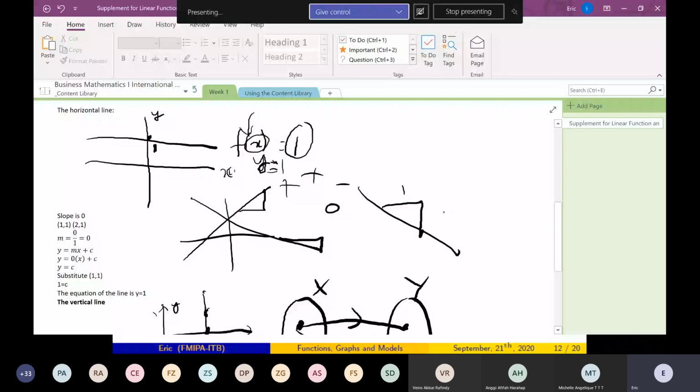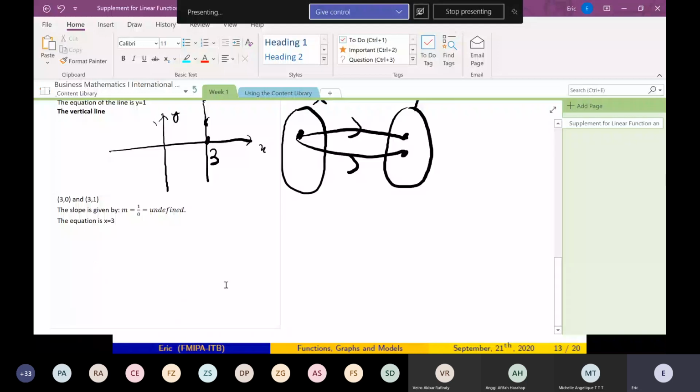So the slope is given by, let's say this is A, minus A divided by 1. Don't forget the minus, because this is decreasing. So positive, negative, 0, undefined. Questions?